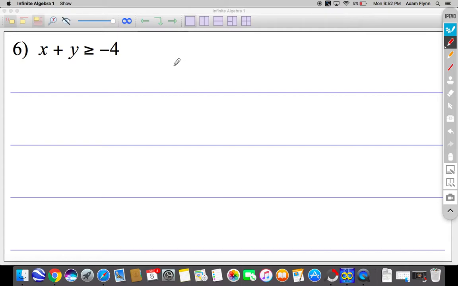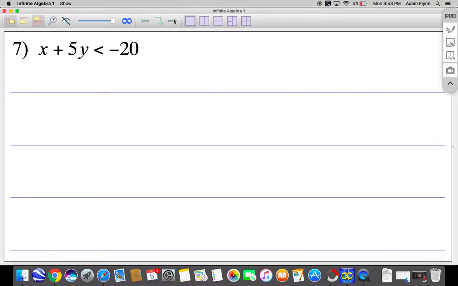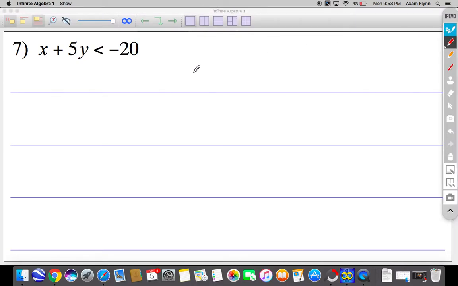So number 6, we have x plus y is greater than or equal to negative 4. Okay, this will have a solid line because of my symbol being a greater than or equal to sign. On to the next one.